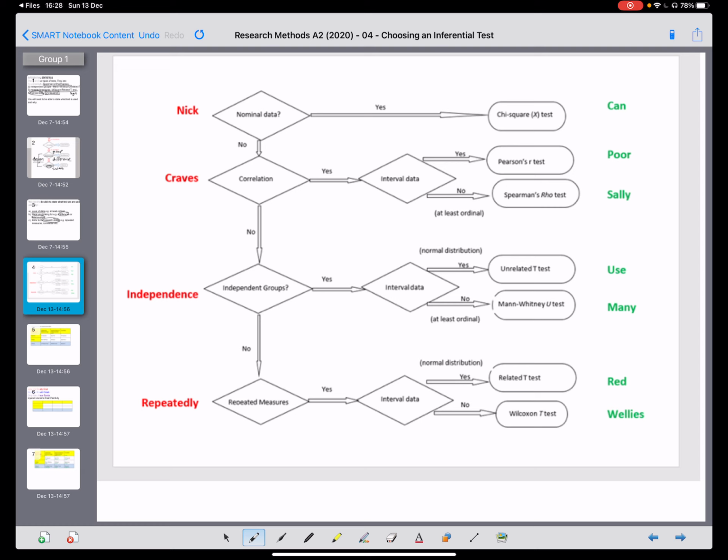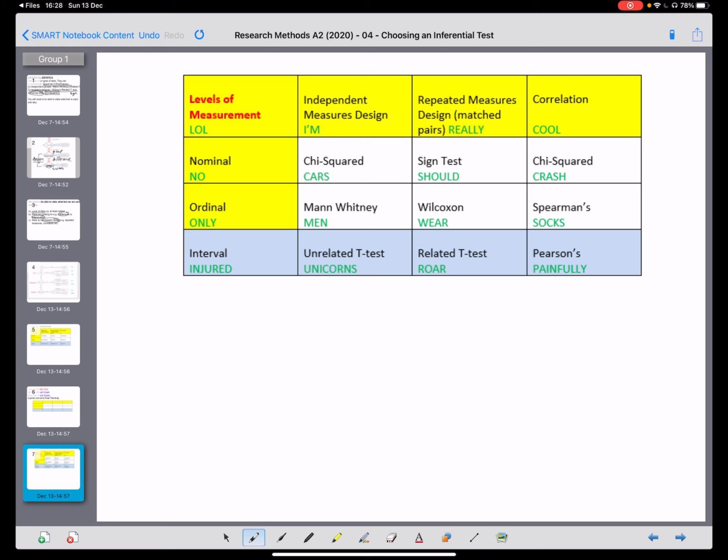Okay, I hope you've enjoyed that. I know it's a bit silly, but of course, it is one way in which you can remember the different tests. I'd also recommend you only use this video once you've actually gone through all the tests.